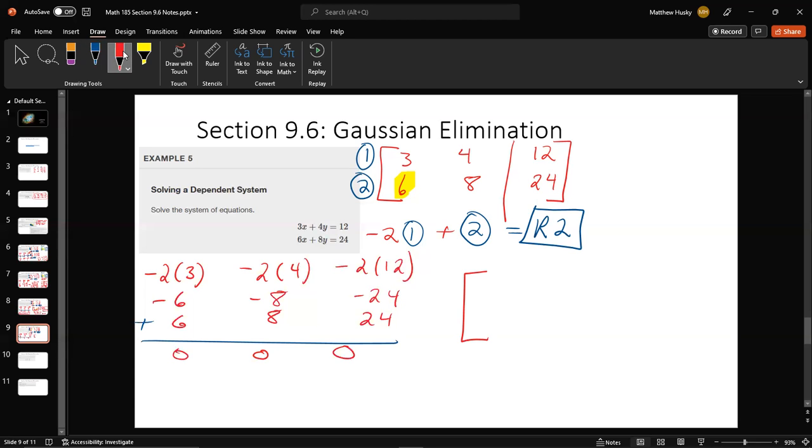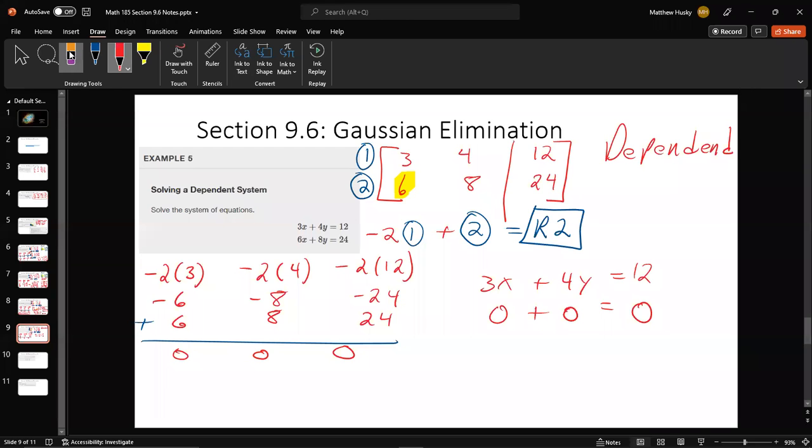We're going to have 3x plus 4y equals 12. And then you have 0. I don't know why I put a bracket here. Hold on. All right, let's try it again. 0 plus 0 equals 0. So this is a dependent system. There's a reason I don't teach English. All right, dependent. There we go.